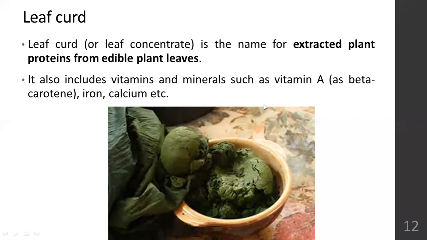Since preschool children, and any children for that matter, even teenagers, they don't consume a lot of green leafy vegetables. So in such cases, to meet the RDA, leaf curd can be given. It's a leaf concentrate, so a small portion of leaf curd can be added into your food.